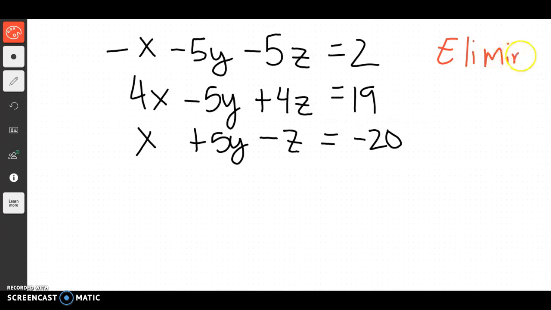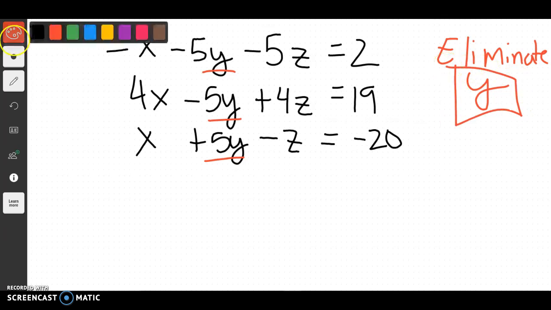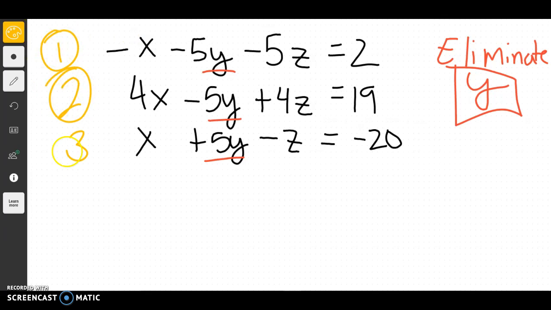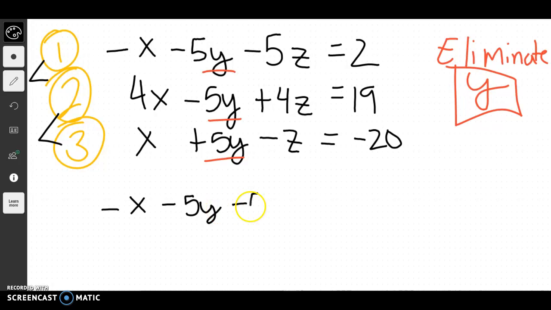And when we eliminate something, we want to pick that variable that looks the easiest to eliminate. In this case, I'm going to eliminate y, probably the easiest thing to eliminate. When you look down, they're all 5s, so they look like the easiest way to eliminate. So we're going to eliminate y first. And let me just label these equations. We'll call this equation 1, this one equation 2, and this one equation 3. To eliminate y, we're going to have to eliminate it twice. We're going to eliminate it out of 1 and 2, and then eliminate it out of 2 and 3. So I'm going to take my equation 1 and my equation 2, and I'm going to try to eliminate y out of it.